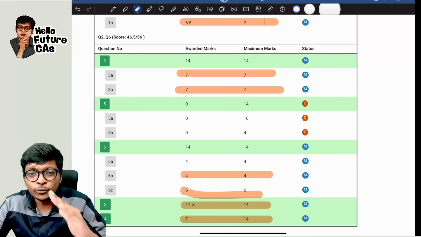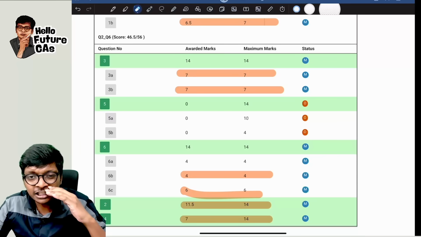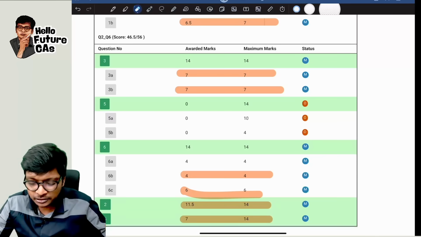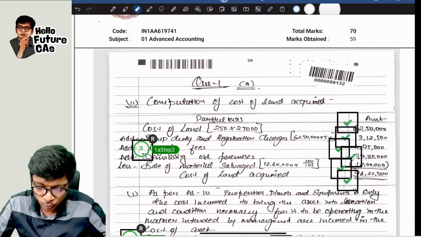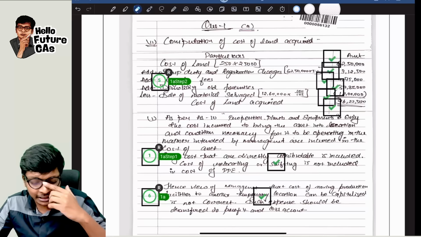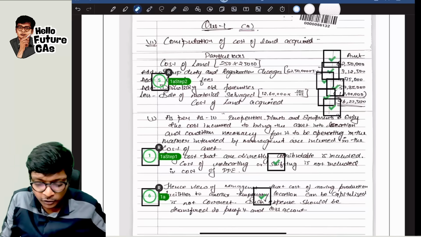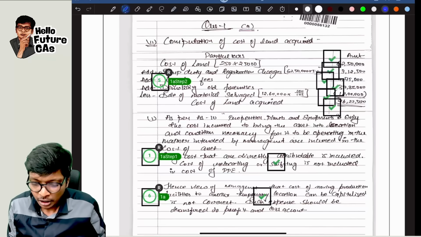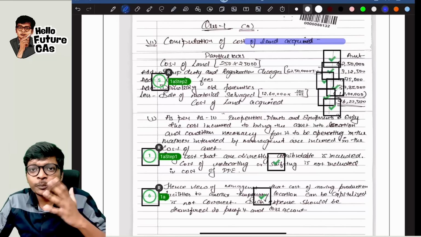Now, I'm not here to scare you, but I'm actually here to give you some confidence, showing you simple hacks on how you can present. Let's take one answer of this particular student. The last question that he wrote, he got full marks. He took the compulsory question, and he wrote in AS 10, what should be capitalized?